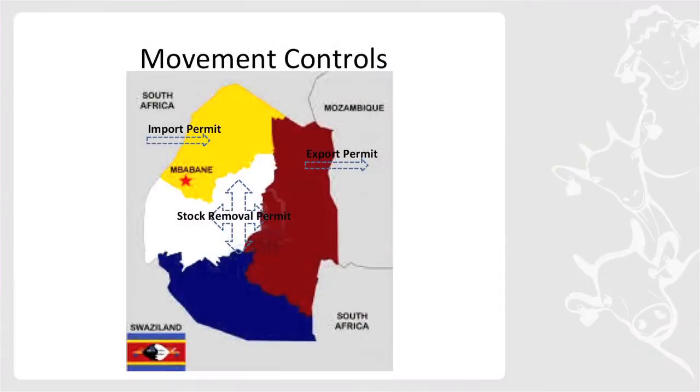And then once we have registered it in the system, we then just track its movement through issuing of movement permits. Inside the country, if it's moving from one diptank to the other, one sub-region to another, one region to the other, we issue a stock removal permit. When it's coming from outside, we issue an import permit. When it's leaving the country, we issue an export permit. And all of these are done through the electronic database.